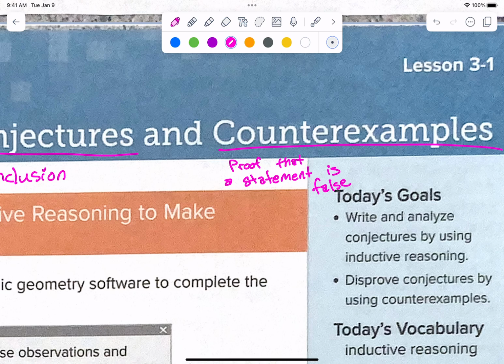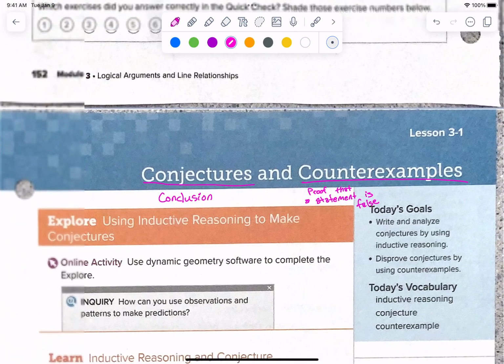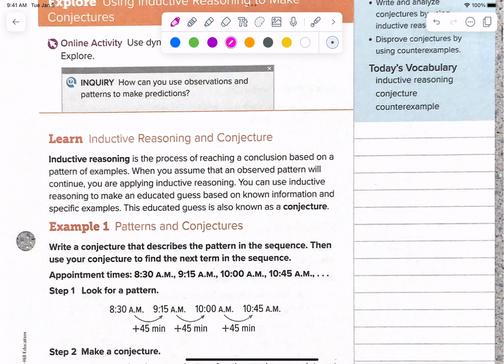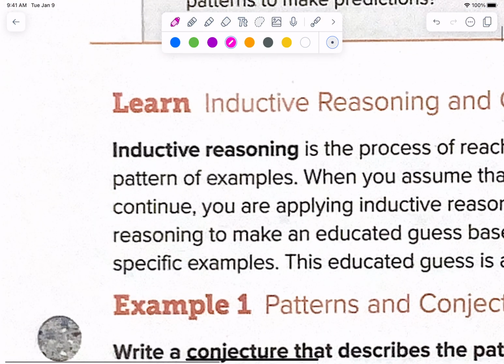So, here you go. Here's an easy one. Proof that a statement is false. Ready? Every number is either a positive number or a negative number. Give me a counterexample. Zero. Or an imaginary number, right? Those aren't positive or negative, right? So that would be a counterexample to my statement. Every number is a positive number or a negative number. False. Zero is neither positive nor negative. So there you go.